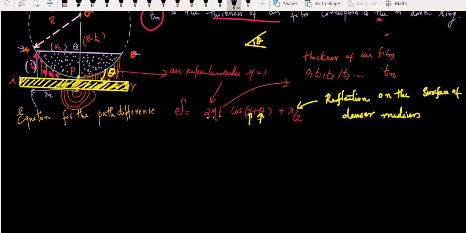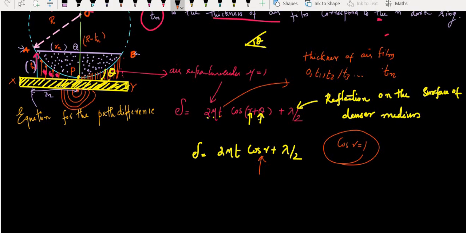Generally this theta value will be very small, so we used to take delta equal to 2 mu t cos r plus lambda by 2. That is the general equation. Theta is a very small angle, as I told you, less than 10 minutes. For normal incidence, cos r is equal to 1, and this experiment is conducted in this condition. So delta becomes 2 mu t plus lambda by 2. This is the final equation that we got.